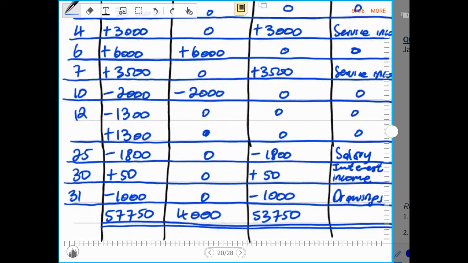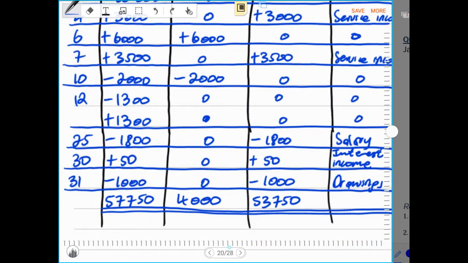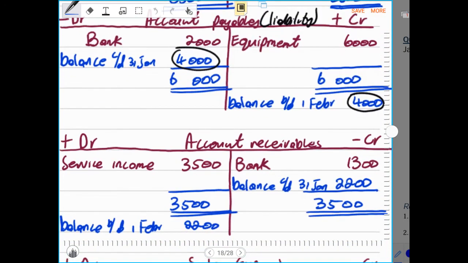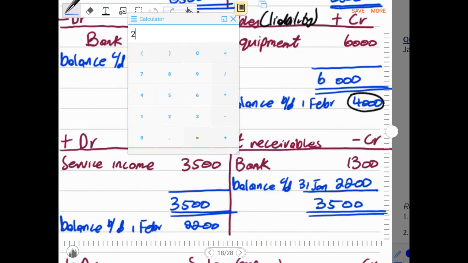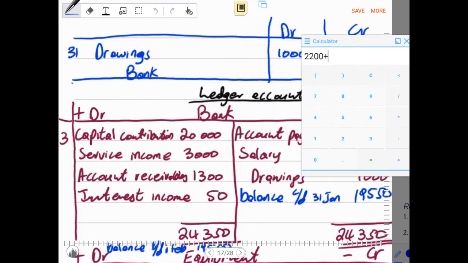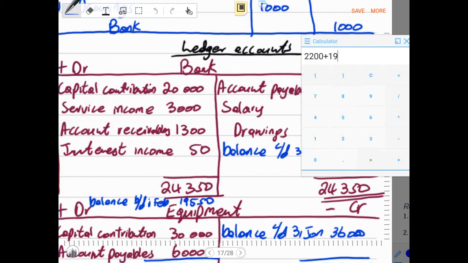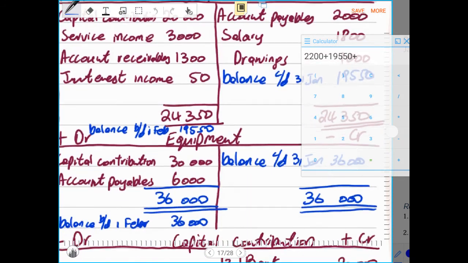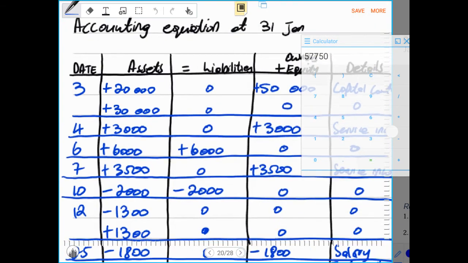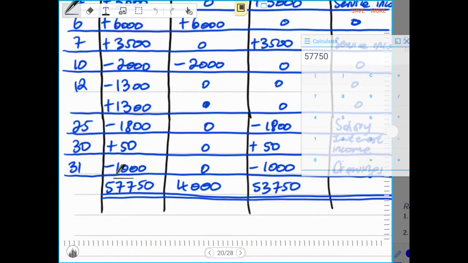I just want to confirm this figure, if things will work for me, where I just add all the balances of my assets and see if they give me the same amount. I had my accounts receivable, and the balance of my accounts receivable was 2,200, and there was another asset, and this other asset will be bank, and the bank balance was 19,550, and another asset would have been equipment, 36,000. And you see, if I add the balance of all the assets, I get the same amount, because in the accounting equation we combined all the assets.